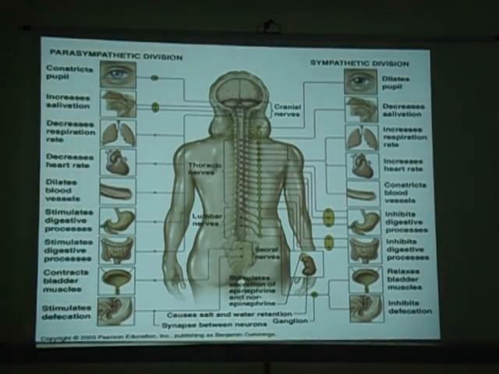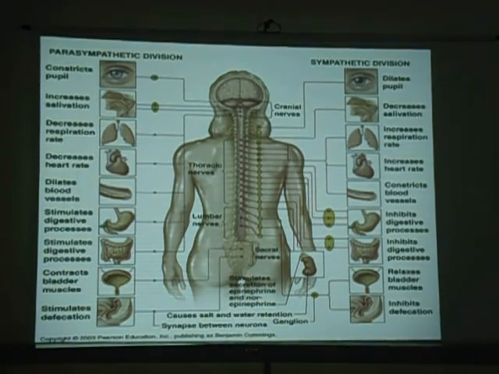So here you can see the parasympathetic system and the sympathetic system. I think you are already familiar with this. Yes? Okay. So we will start with our parasympathetic system. What does it do? Constriction of the pupil. Here, the sympathetic system causes dilation of the pupil.